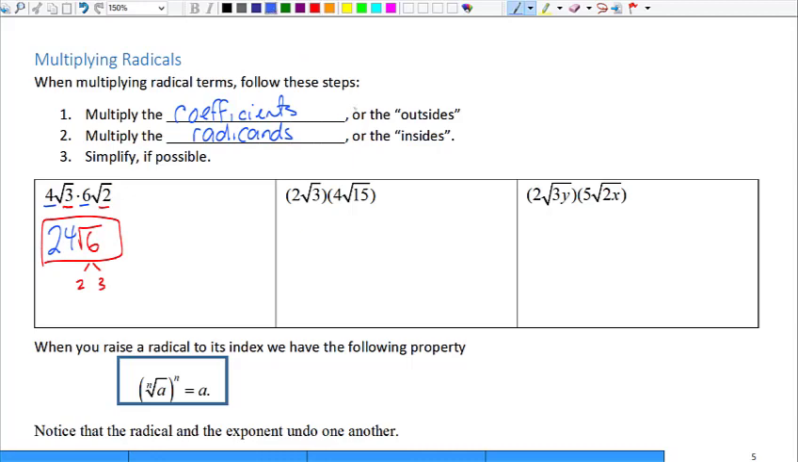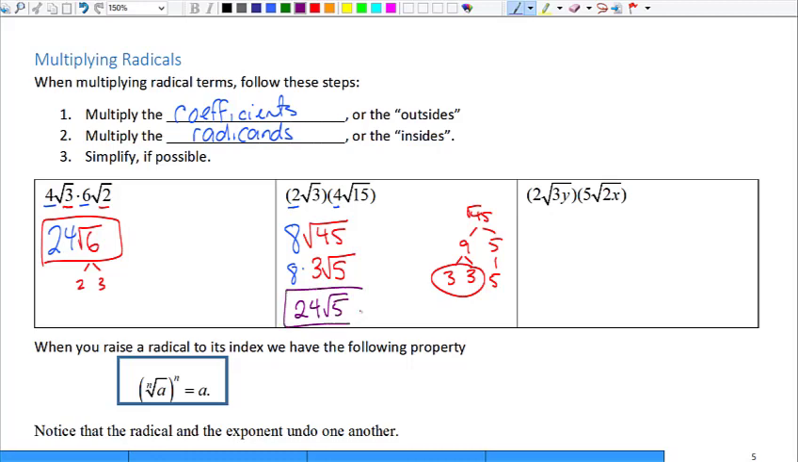On the next one, I'm going to multiply my coefficients. 2 times 4 is 8. Multiply my radicands. 3 times 15, that's 45. And then I'm going to try to break down 45. 45 is 9 times 5, which is 3 times 3 times 5. So the 3 goes on the outside. The 5 stays home. The lonely one stays home. Now, don't forget that there was already an 8 out in front. So what happens in that case? Well, the 8 times the outside 3, both outsides multiply, and that gets us 24 square roots of 5. And that's it.